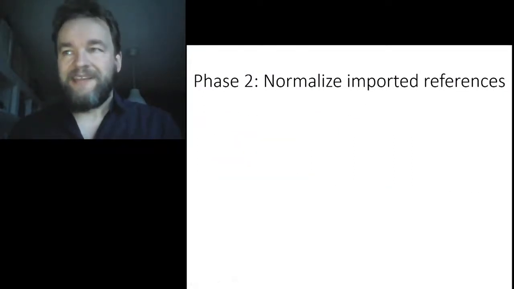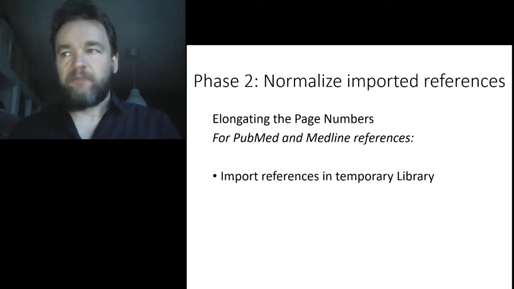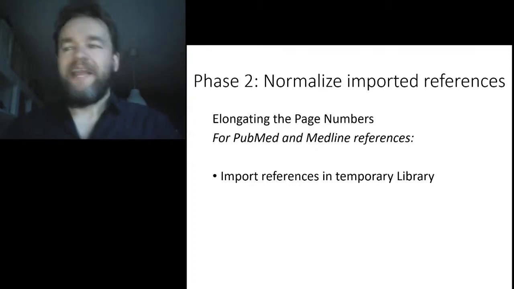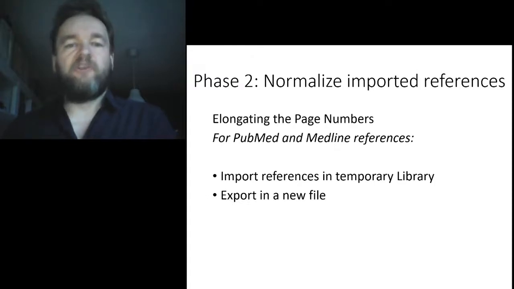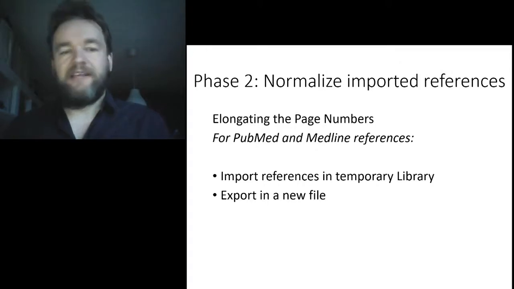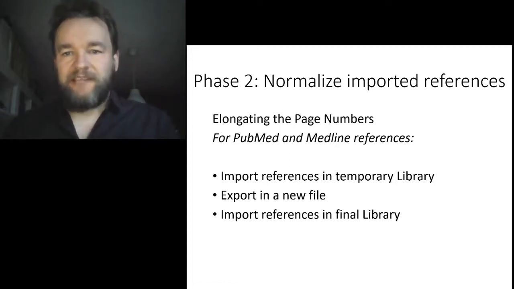A problem still in these references is the difference in page numbers. As said before, Medline and PubMed have abbreviated page numbers. We need to repair that. Repairing the page numbers for PubMed and Medline is done by importing your references first in a temporary library and then exporting the references into a new file. The file is created as if it were a file from PubMed or Medline. And then that file is imported in the final library that you want to create.